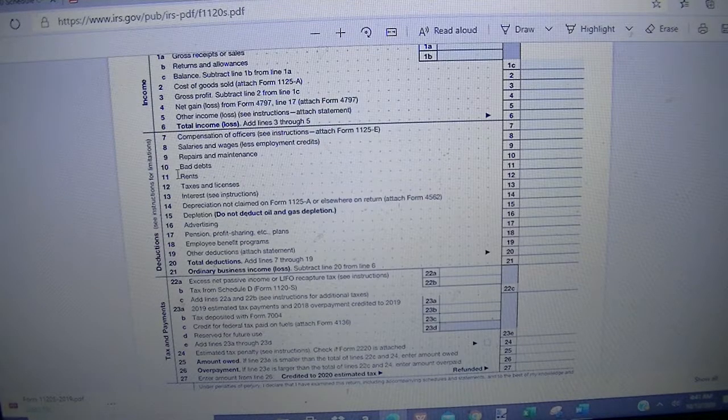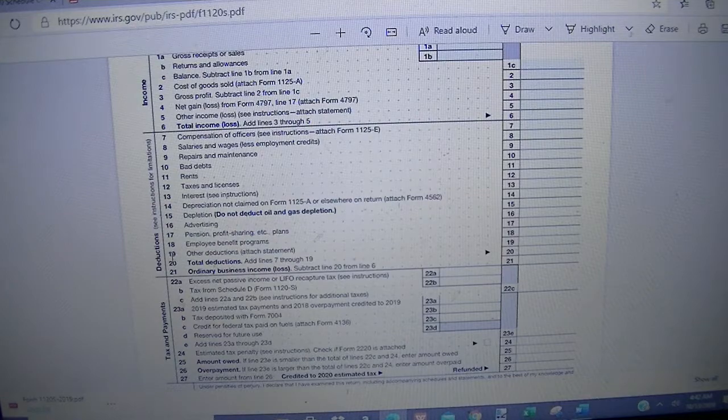That will decrease the total income here. Your second option will be under deductions, and we talk about line 13. Line 13, interest: you'll be able to put it here as well if you believe the credit card interest expense should be fully deductible and is not tied to your inventory. You can just put it on line 13.